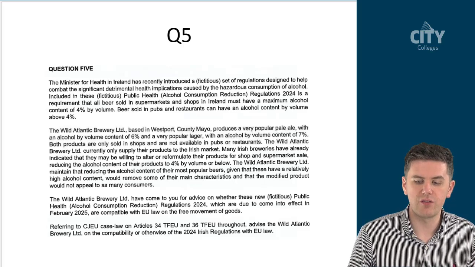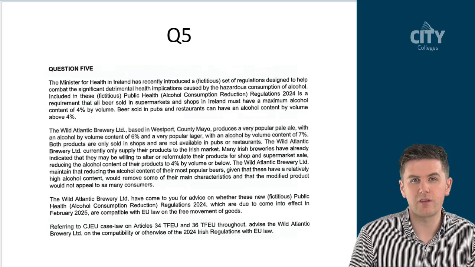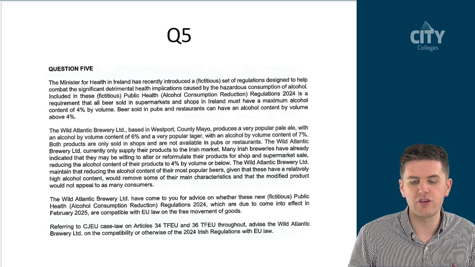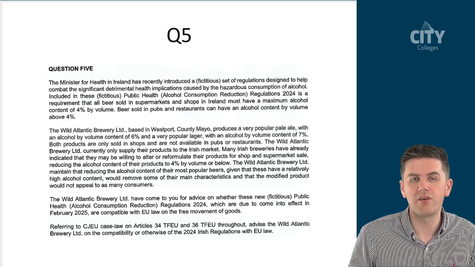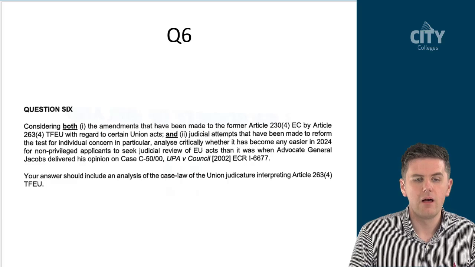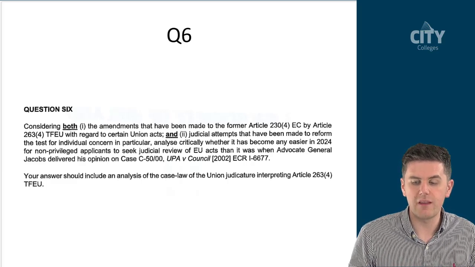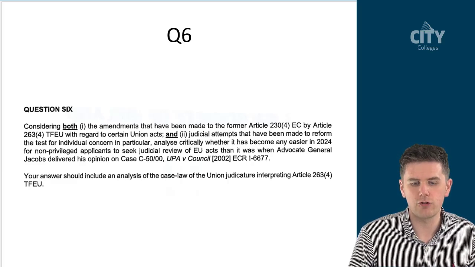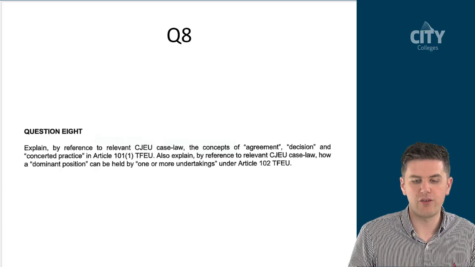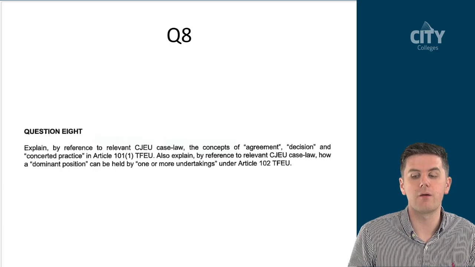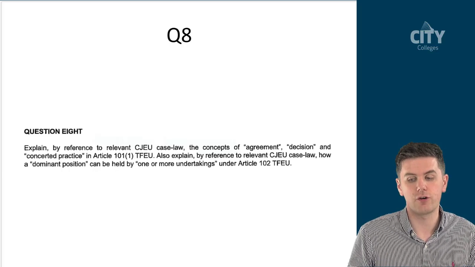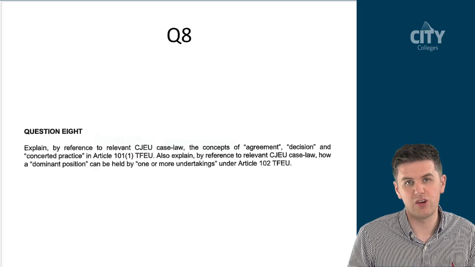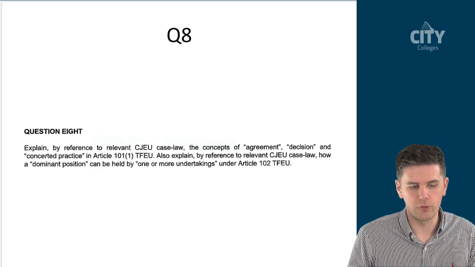Question 5 then was on the free movement of goods, and in particular this concerned quantitative restrictions and measures having an equivalent effect to a quantitative restriction. And again, students would have been very well prepared for that topic. Question 6 was on the, again, standing requirements for non-privileged applicants in judicial review. And then question 8 was asking you to discuss the concepts of agreement, decision, and concerted practice for the purposes of 101, and then to explain what a dominant position is for 102.